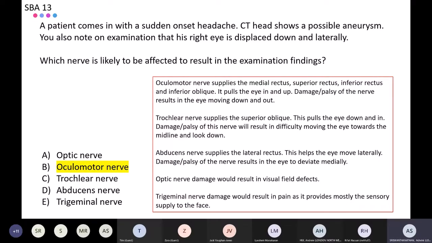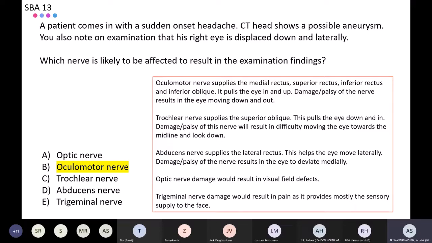So the oculomotor nerve is the one that supplies the medial rectus, the superior rectus, the inferior rectus, and the inferior oblique. And these muscles pull the eye inwards, so towards your nose, and upwards towards your forehead. So any damage to this is going to make it go in the opposite direction, so moving it downwards and away from your nose, so going out. So that's why you get this down and out with an oculomotor nerve palsy, so your cranial nerve 3 palsy.